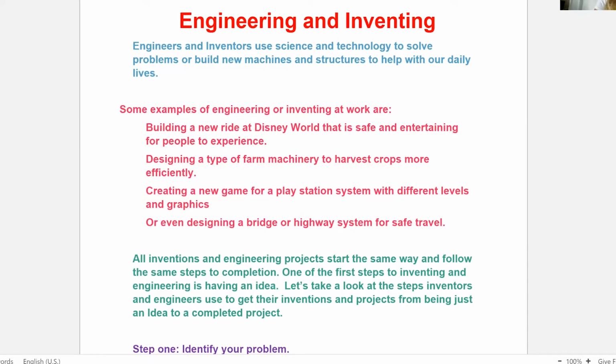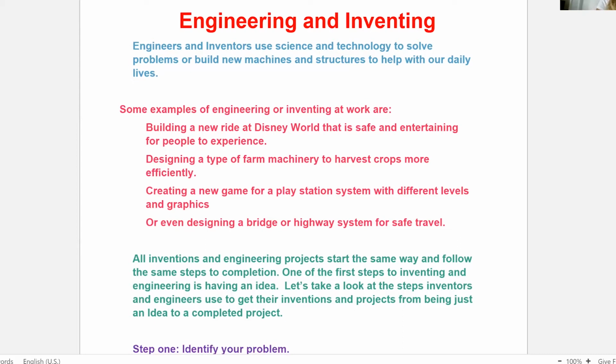Engineers and inventors use science and technology to solve problems or build new machines and structures to help with our daily lives. Some examples of engineering or inventing at work are building a new ride at Disney World that is safe and entertaining for people to experience, designing a type of farm machinery to harvest crops more efficiently, creating a new game for PlayStation system with different levels and graphics, or even designing a bridge or a highway system for safe travel. All inventions and engineering projects start the same way and follow the same steps to completion.